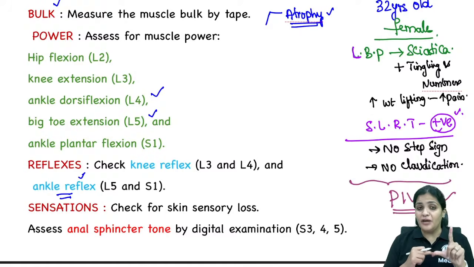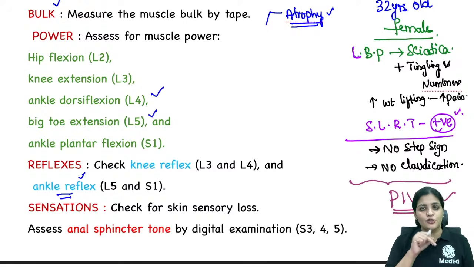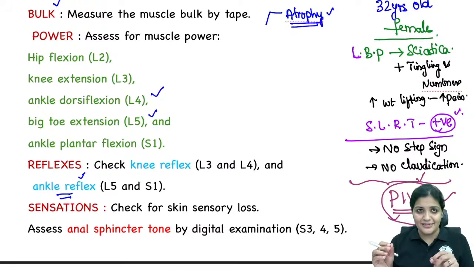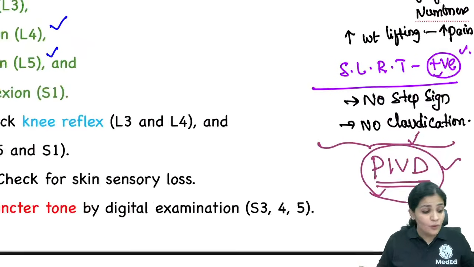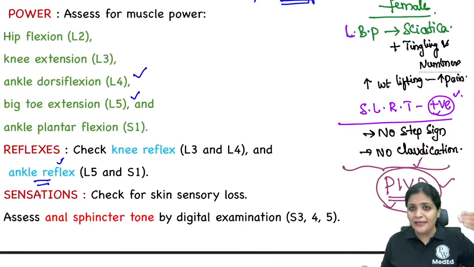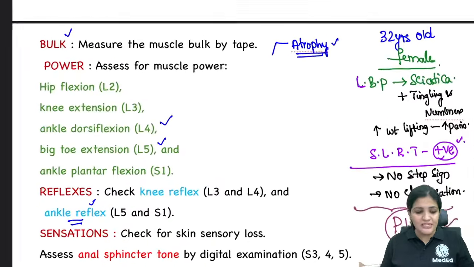This SLRT can be positive in lumbar canal stenosis and listhesis as well, but I've clearly mentioned that there is no step sign and there is no claudication. So the answer straight away would be prolapsed intervertebral disc disease. Now you have to tell me which level this disc prolapse is happening. The disc prolapse can be anywhere from L2, L3, L3, L4, L4, L5, L5, S1, right? So which level is this PIVD?